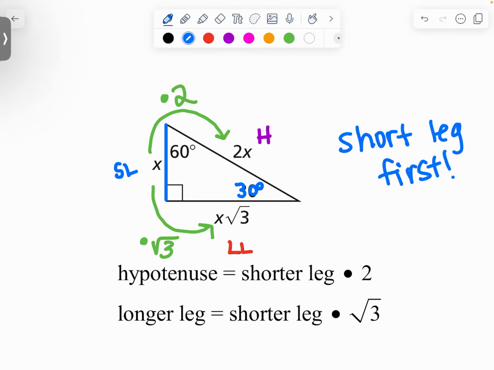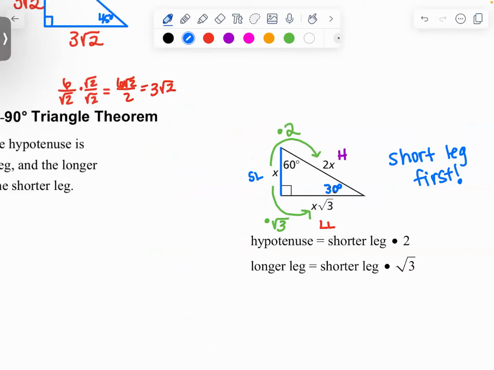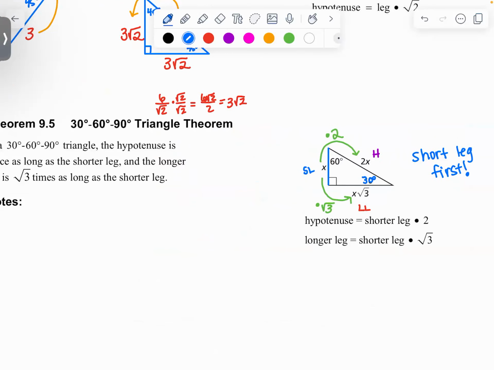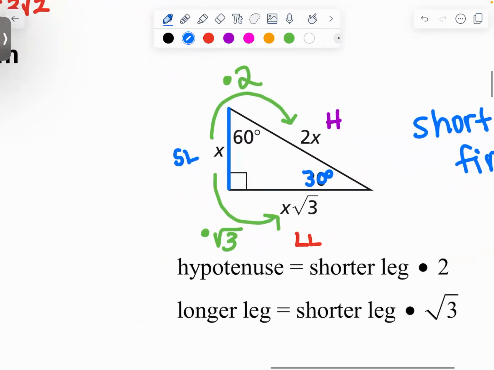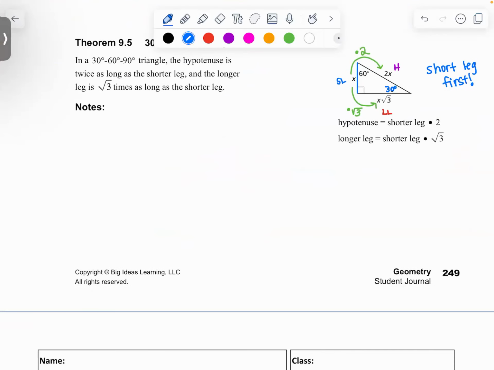I want you to write this. Short leg first. That is your reminder that if you don't have the short leg, you have to find it first. If you already have it, then the problem is going to be easy. Okay. Yeah, because if you have the long leg, you would divide by radical 3 to get there. Okay. All right, so we're going to do 3 examples in this space right here. Okay. Here will be the first one.